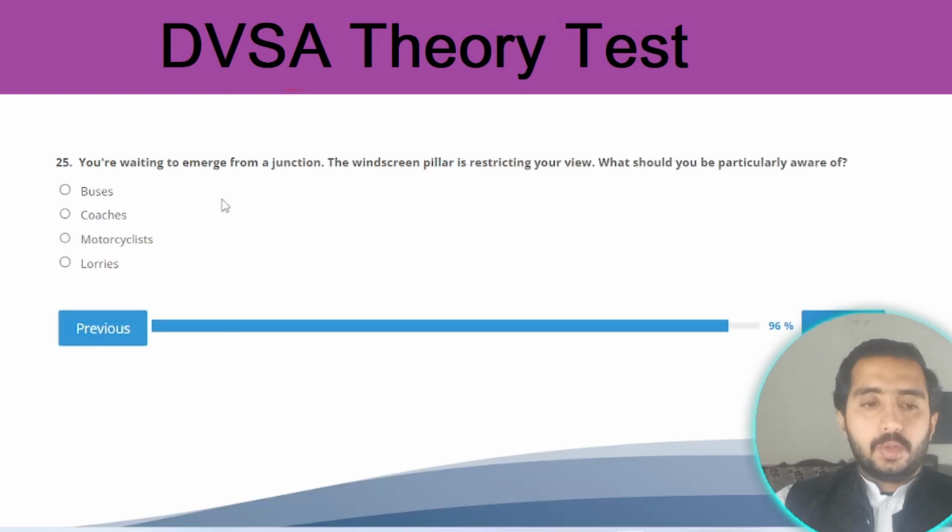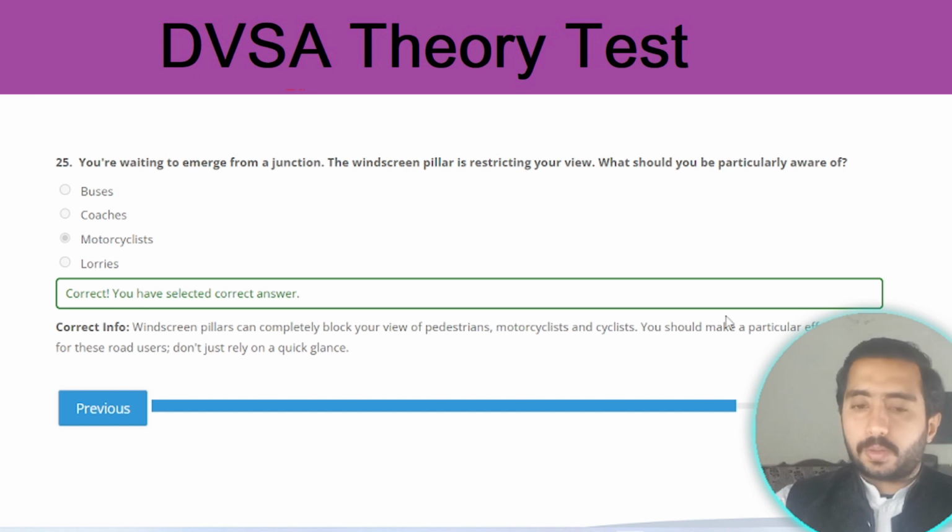Next one, question number 25. You are waiting to emerge from a junction. The windscreen pillar is restricting your view. What should you be particularly aware of? The correct option is motorcyclist. Option C is the correct one.